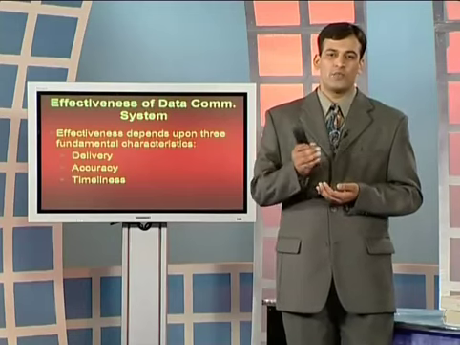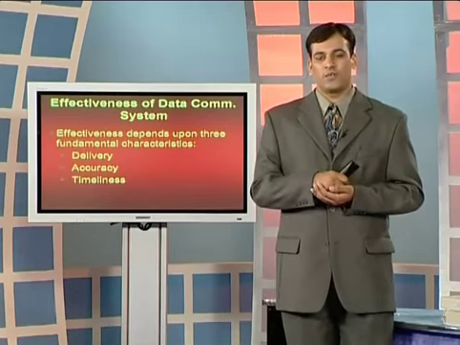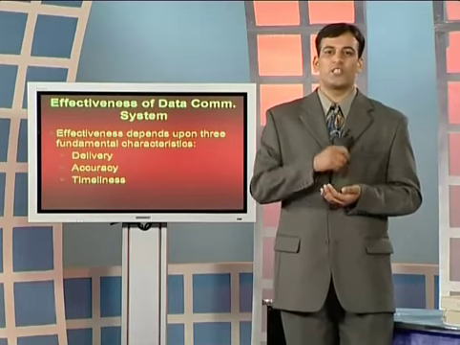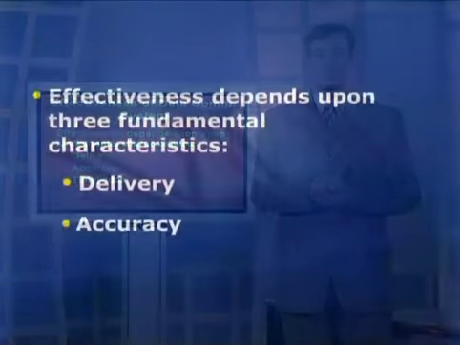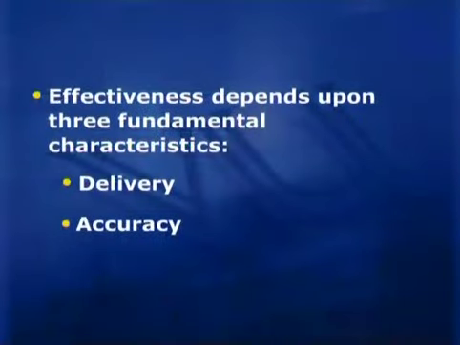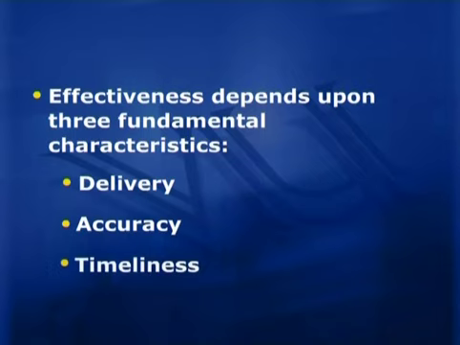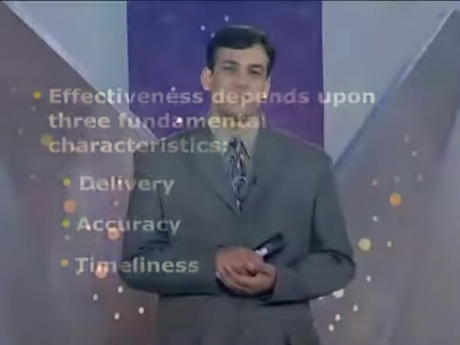So how accurate the information is that we can send from one point to the other also decides how effective a communication system is. Last but not the least, the third factor on which the effectiveness of a data communication system depends is the timeliness. How timely data is transferred from one device to the other greatly affects the performance and the effectiveness of a data communication system. You must have heard of the famous quote, better late than never.